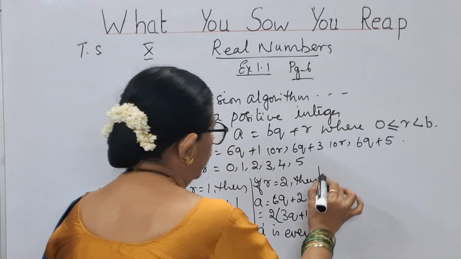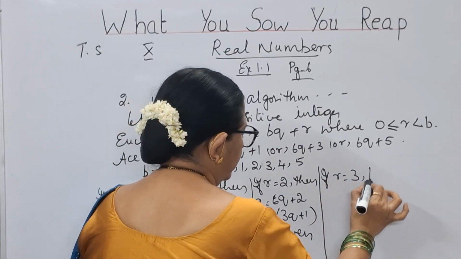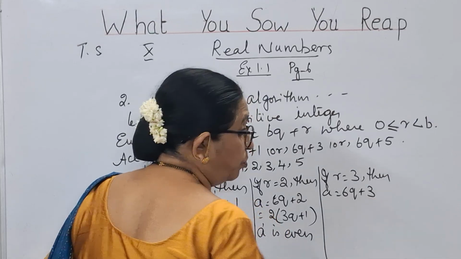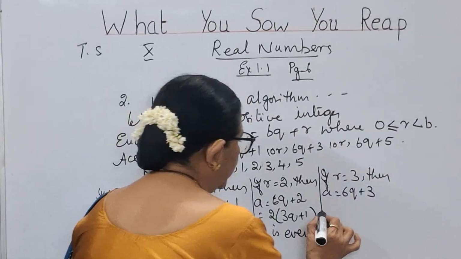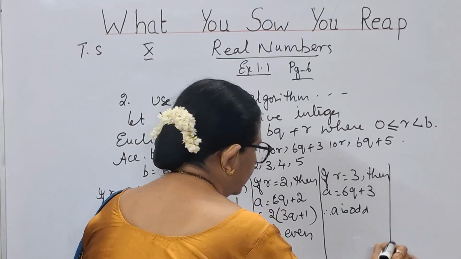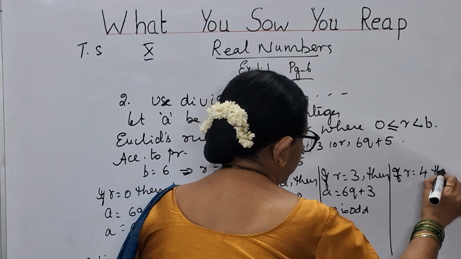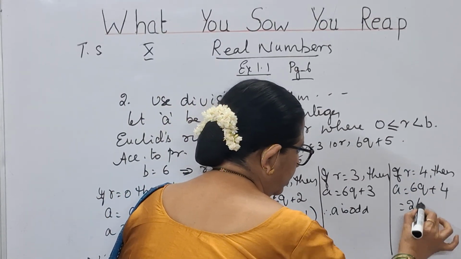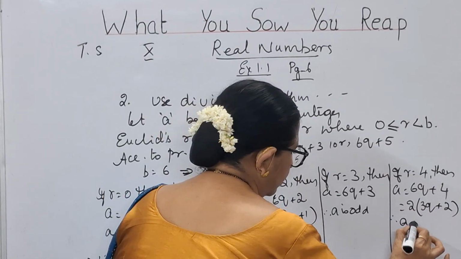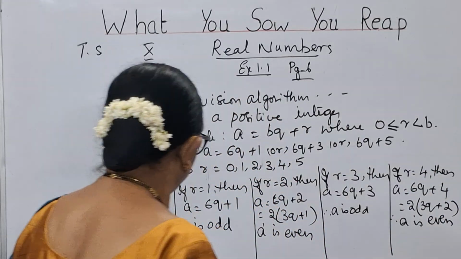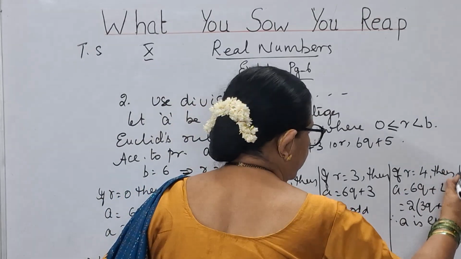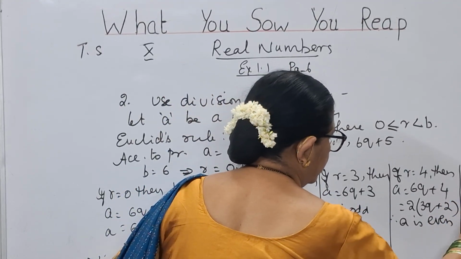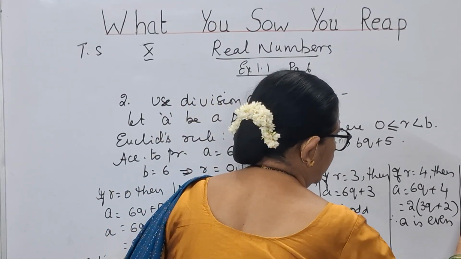Now, when you go for r is equal to 3, then what is a, children? a is equal to 6q plus 3. You cannot write it as a multiple of 2. You can write it as a multiple of 3 but not 2. Therefore, a is odd. Now, if you take r is equal to 4, then a is equal to 6q plus 4. In this case, you can take 2 as common, 2 into 3q plus 2. So a is even. Now you have got the last one, r is equal to 5. If r is equal to 5, then a is equal to 6q plus 5. That means a is odd.